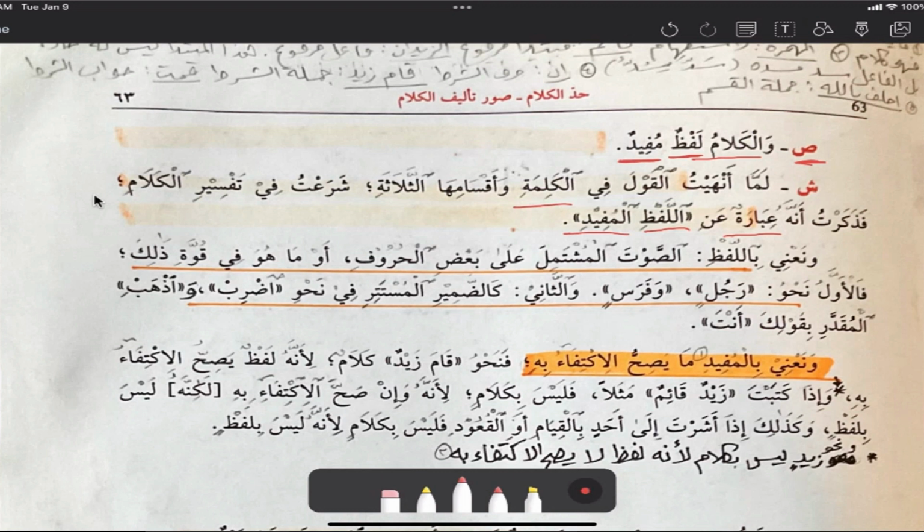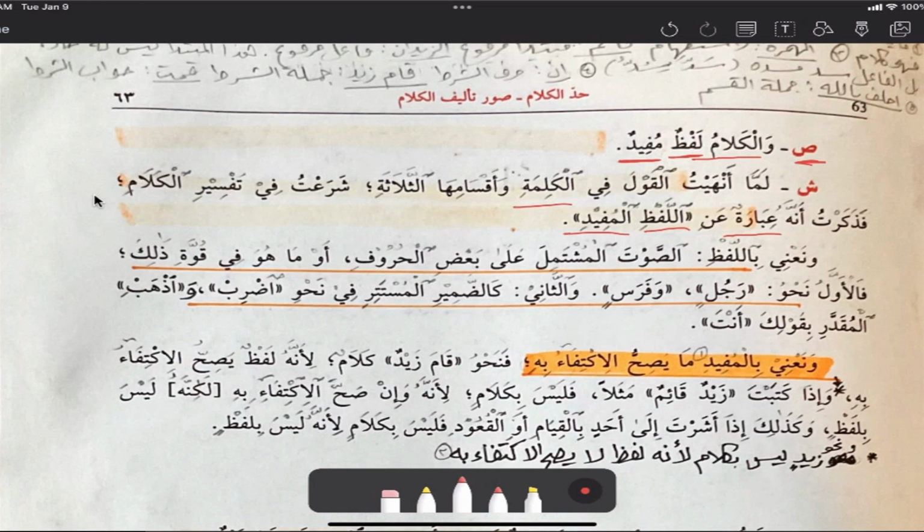And we mean by informative, that which is sufficiently sufficed with. Yani, that which is validly sufficed with, that which is enough to suffice with it. Therefore, the likes of qama Zayd, Zayd stood, is speech.